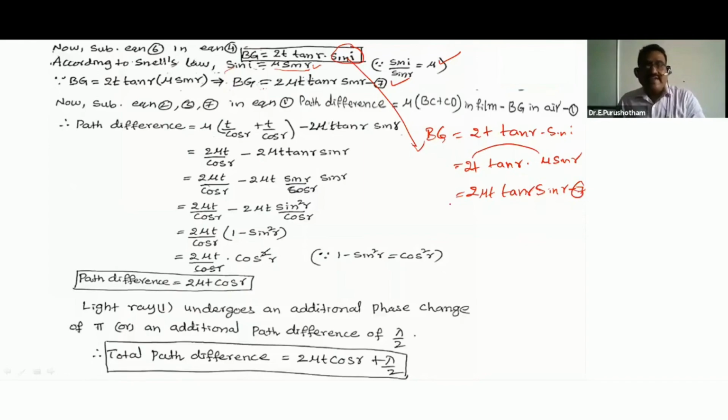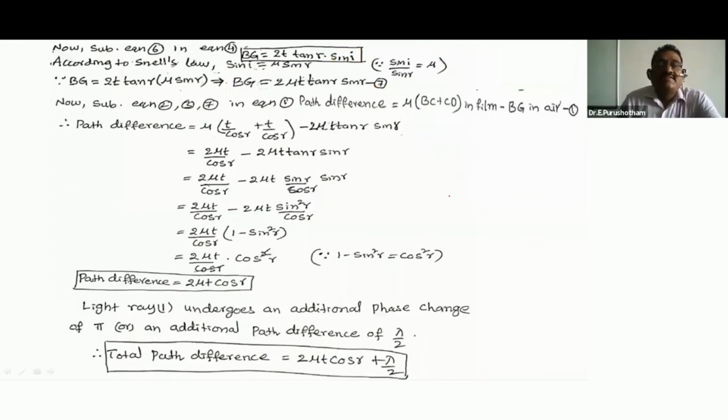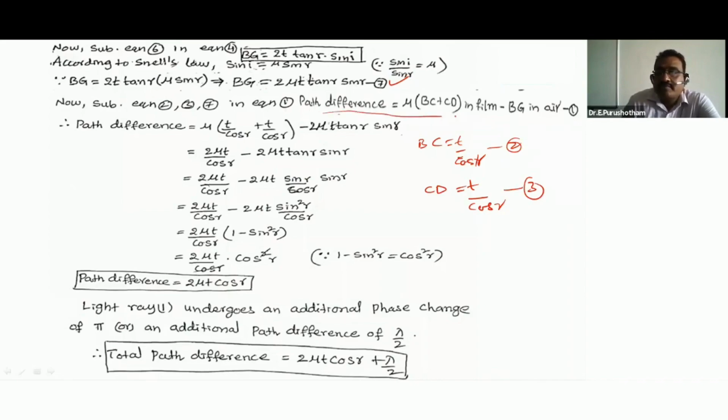Now substituting equations 2, 3, 7 in equation 1. Equation 2: BC is equal to T by cos R. Equation 3: CD is equal to T by cos R. And equation 7 you can observe here. These equations 2, 3, 7 we should substitute in equation 1.